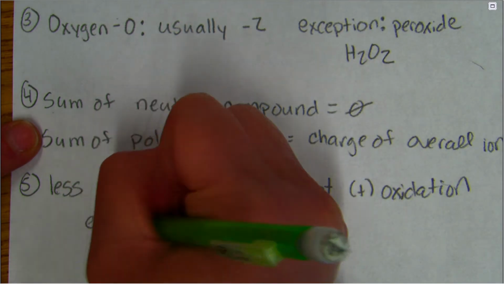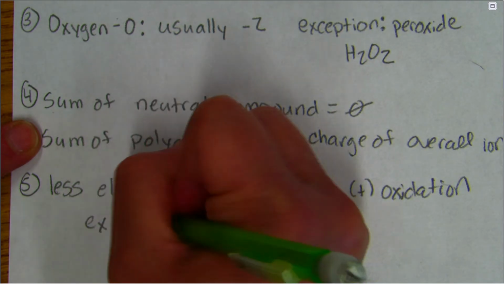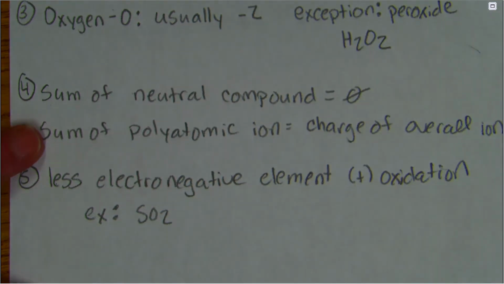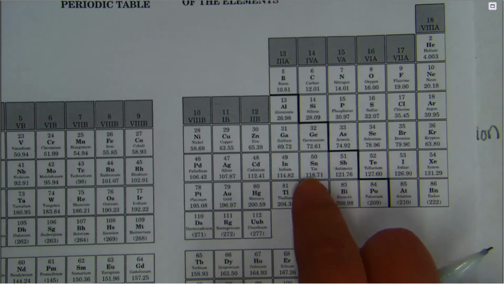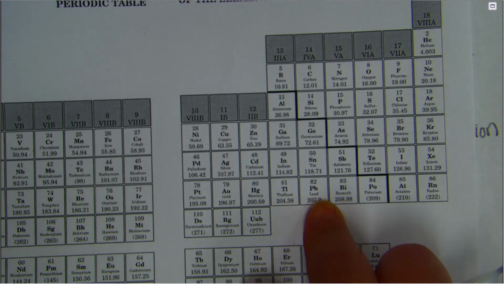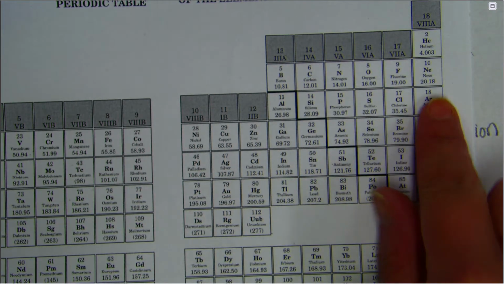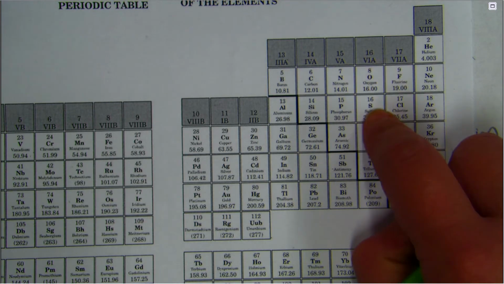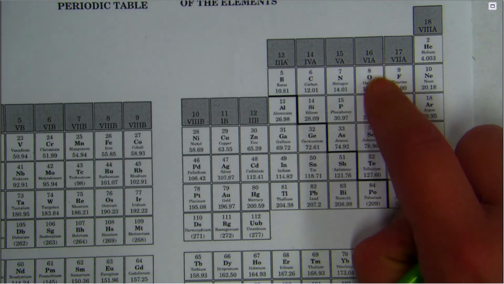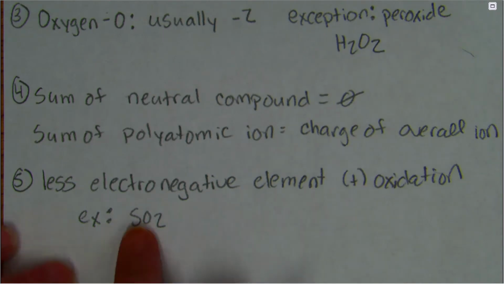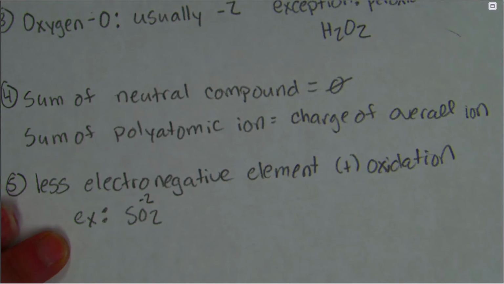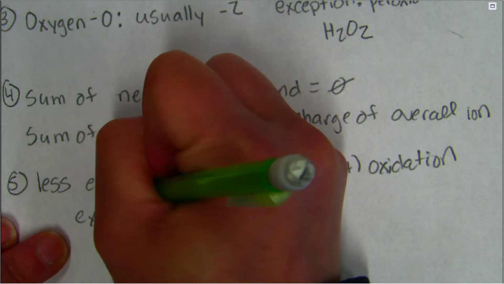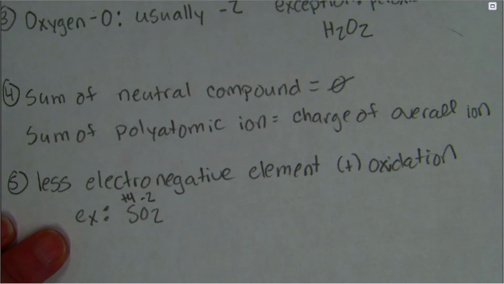For example, SO2, sulfur dioxide. All right, real quickly, which one of these is less electronegative? Electronegativity decreases as we move down. It increases as I move across. Sulfur is below oxygen, therefore it is less electronegative. Oxygen is more electronegative. Oxygen is usually a -2. So that is going to make sulfur a +4. And I'm going to show us how we get these values, okay?